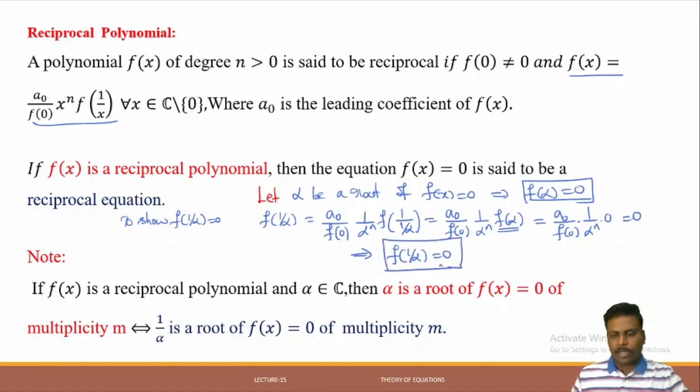Similarly, one can assume if 1 by alpha is a root, then alpha is a root of it. So we have proved if alpha is a root of f of x, then 1 by alpha is also a root of f of x is equal to 0. Then it carries the multiplicity also. If alpha is a root of f of x is equal to 0 of multiplicity m, then 1 by alpha is also a root of f of x is equal to 0 with the same multiplicity.